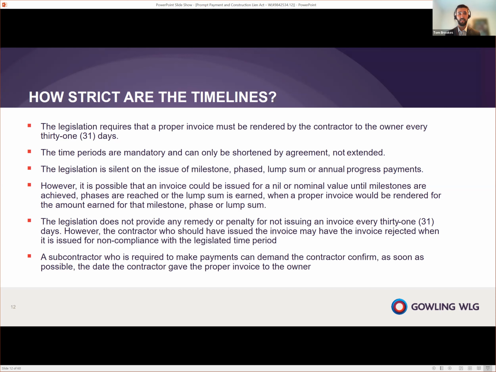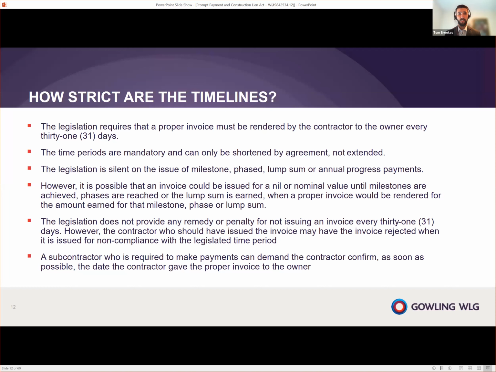Now, that being said, the legislation is silent on the issues of milestone, phased, lump sum, or annual progress payments. So what this means is that it is possible to comply with the legislation while still having, for example, milestone payments. What you can do as a contractor is issue invoices that are proper invoices for nominal values. And then when it comes time to, for example, invoice for a particular phase of completion, then you can issue your proper invoice again for that particular phased component.